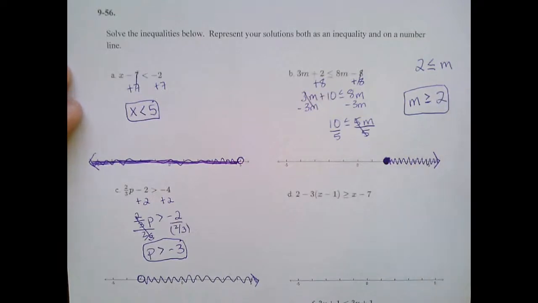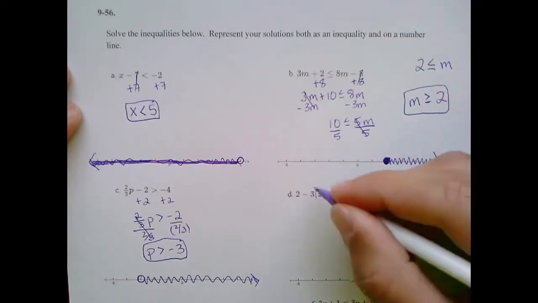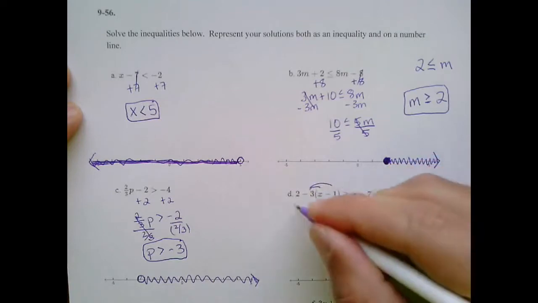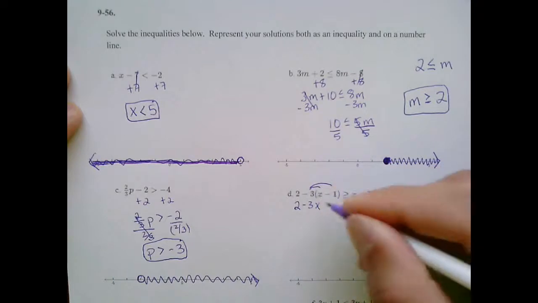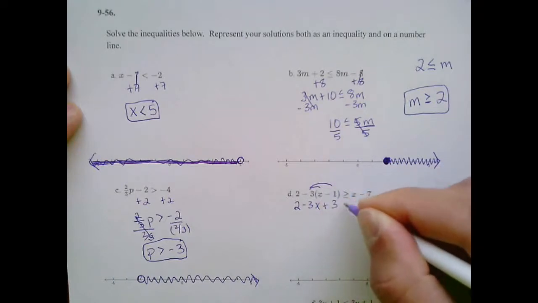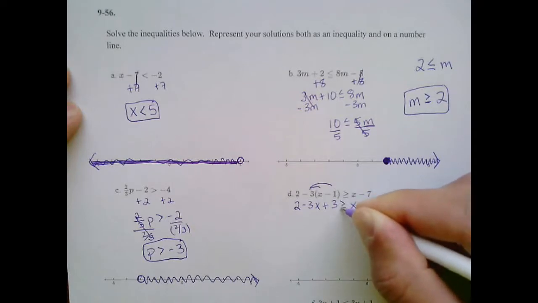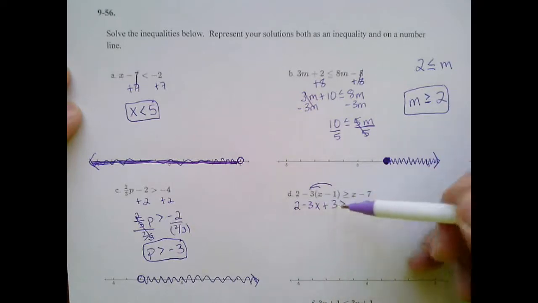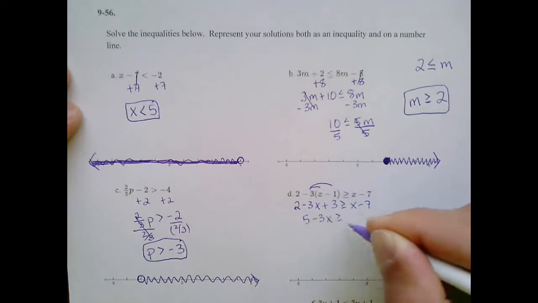Let's keep rolling here. I have 2 minus 3 times the quantity x minus 1. So let's distribute this negative 3, right? So I have 2. Negative 3 times x is negative 3x. Negative 3 times negative 1 is positive 3. Greater than or equal to x minus 7. So let's use some of our skills. Well, we can combine 2 plus 3. This would be 5 minus 3x is greater than or equal to x minus 7.